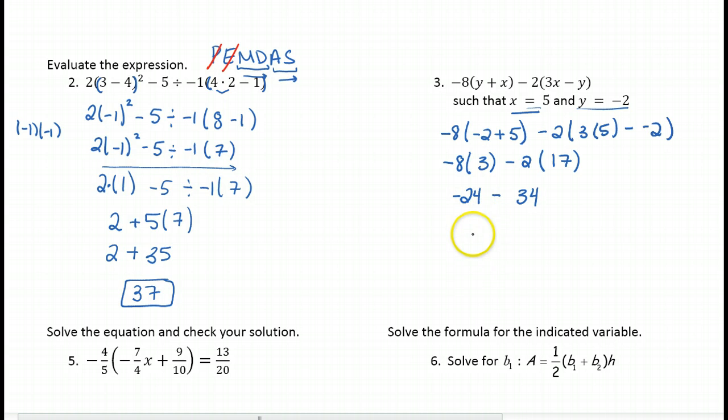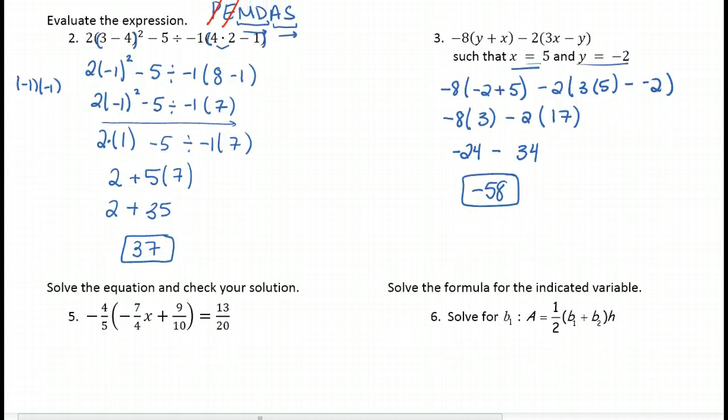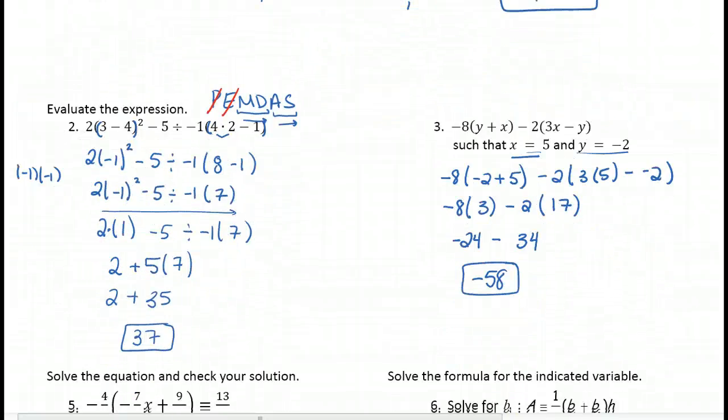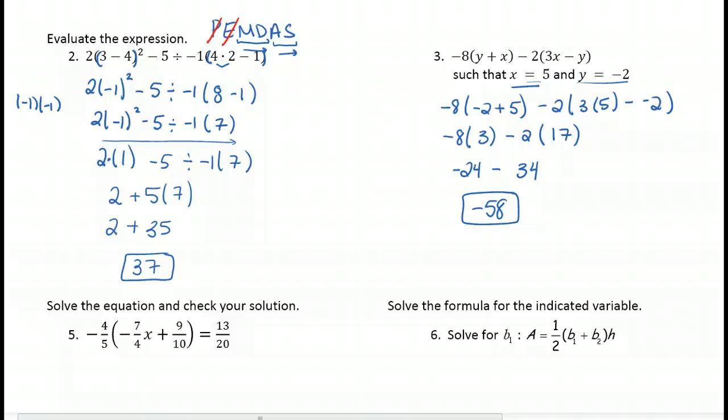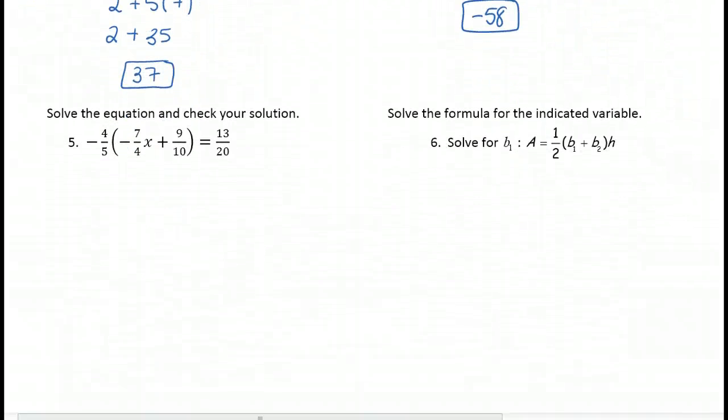And if you need to take out your calculator for this one, no problem. It's negative 58. So make sure if there's anything that you're not understanding right now, you rewind and you rewatch any examples, 1, 2, or 3, before you move on to number 5, which looks like I got my numbers wrong. This is actually number 4, and this is number 5.